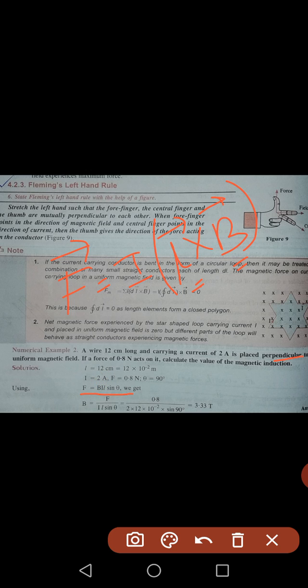What are we supposed to calculate? B. So from this, B will be F by IL. Sin theta is 90 only, so you can skip this part. Then you substitute the values. Length is given as 12 centimeter, convert it to meter. Current is given as 2 ampere. Force is given as 0.8 Newton. Substitute it, and you will get the value of B, which is 3.33 Tesla. Alright.